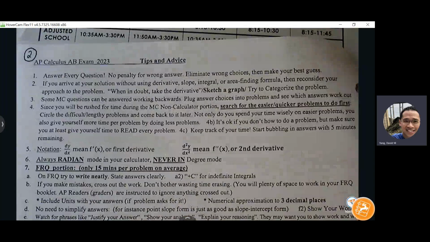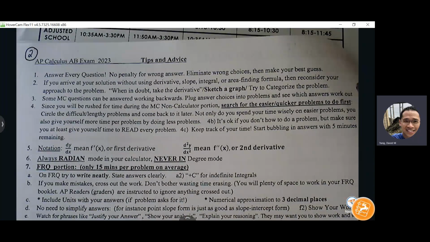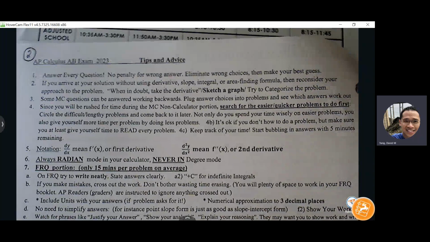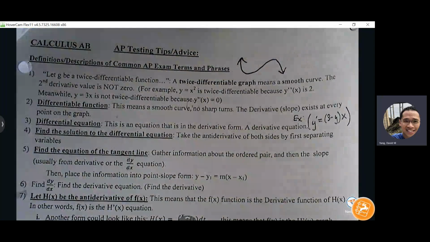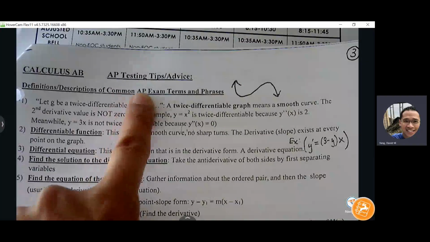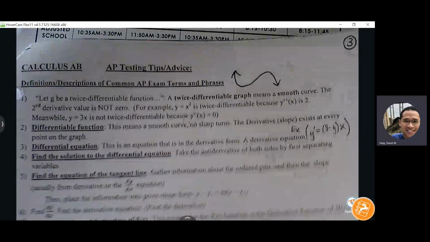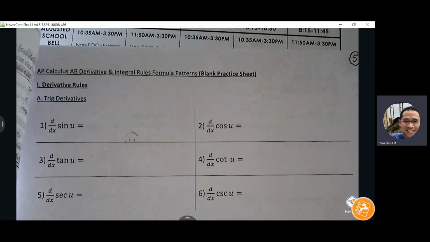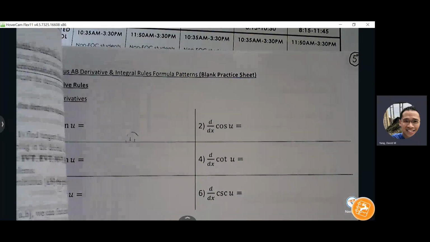I have a series of tips and advice on page 2, which I will probably go over a bit more after we take our multiple choice test next week. But I do encourage you to read through. I may have some points that I duplicated because I made another testing tips and advice sheet in a separate year. Hopefully the repeated information will just be additional reminders. That goes all the way to page 4.